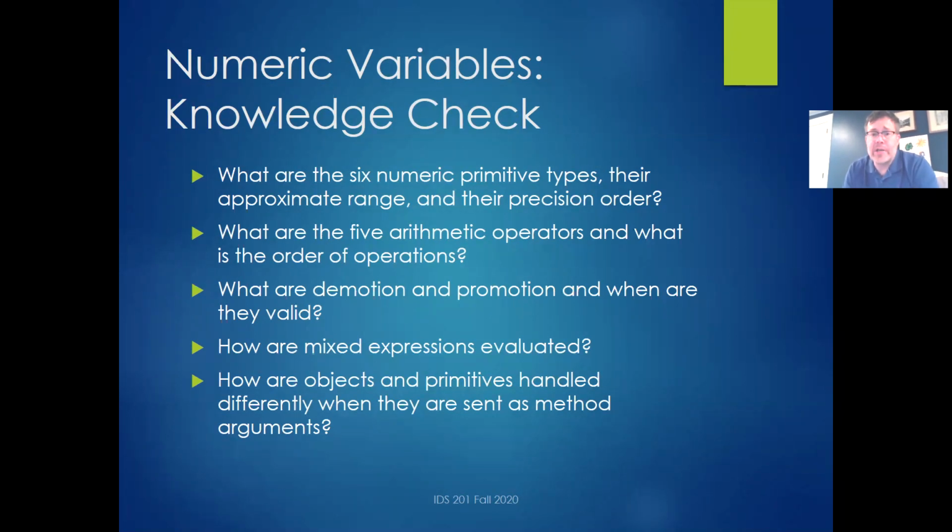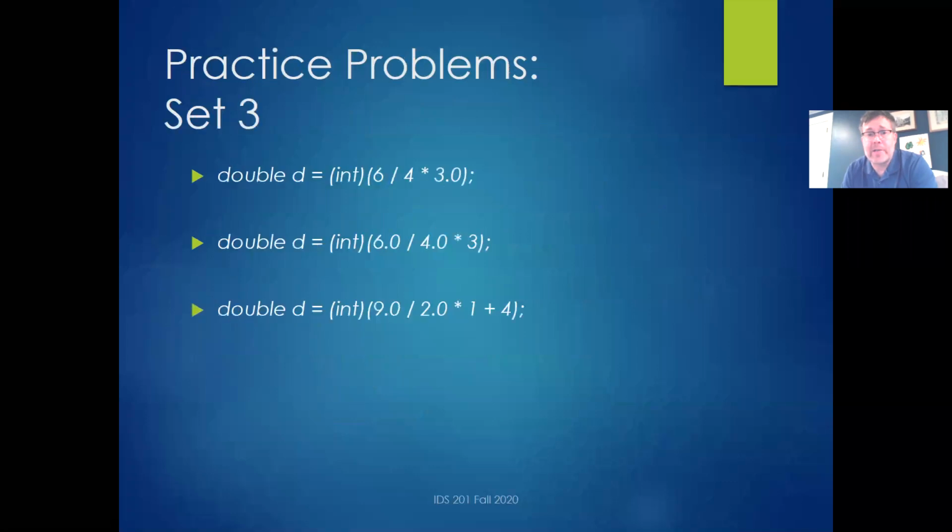And then how are objects and primitives handled differently when they're sent as method arguments, right? So with primitives, you make a new copy for use in the method, it becomes garbage afterward. With objects, you send along an object reference, so changes to attributes of the object within that method affect the original. That's the difference.